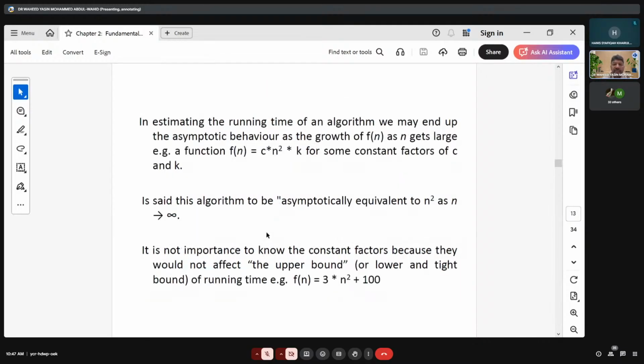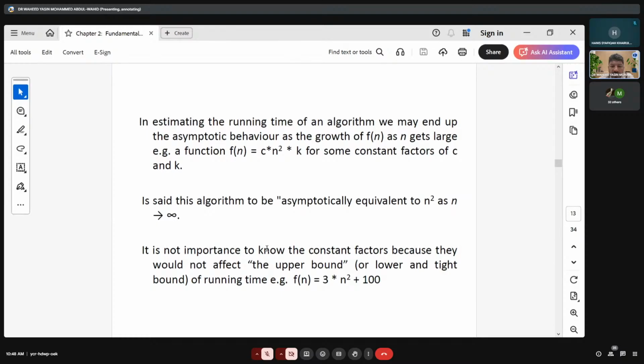In estimating the running time of an algorithm, we look at the asymptotic behavior, the growth of f(n) as n gets large. For example, take a function f(n) equal to c times n power 2 for some constant c. The algorithm is said to be asymptotically equivalent to n power 2. So I take n power 2 as n goes to infinity. It is not important to know the constant factors because they do not affect the upper bound.